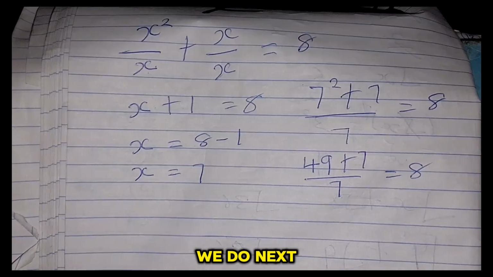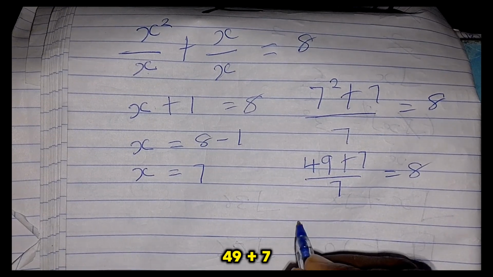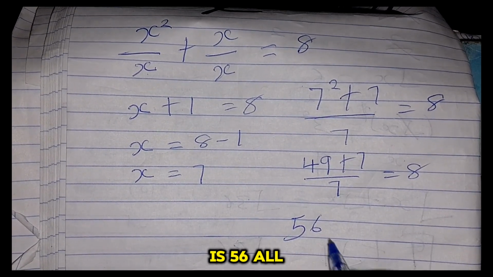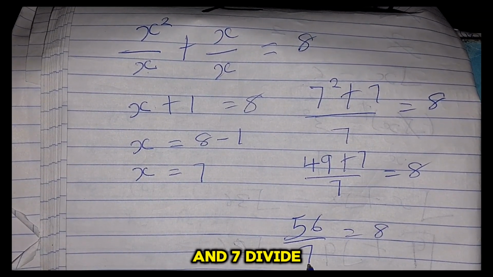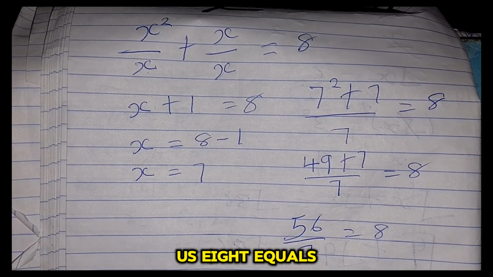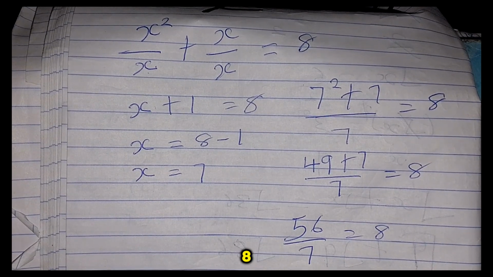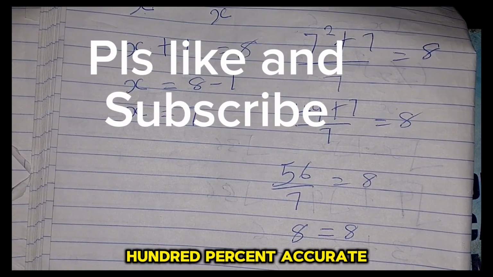So what do we do next? Next, we add 49 plus 7, which is 56, all over 7 equals 8. And 56 divided by 7 will give us 8 equals 8. So this is 100% accurate.